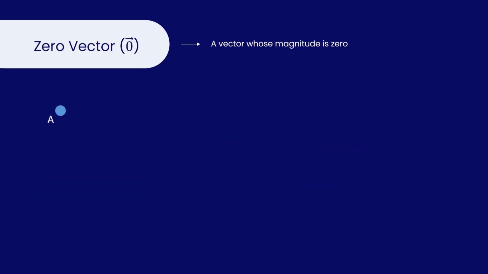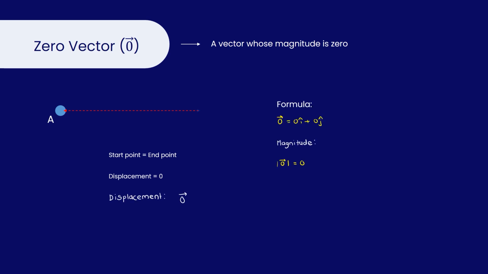Look at point A. Assume the person starts from point A, moves around the path and finally returns back to point A. So the starting point and ending point are the same. The total distance traveled is not 0 because the person walked around. However, displacement becomes 0 because there is no change in the position. Therefore, the displacement vector becomes the 0 vector. A 0 vector has 0 magnitude.